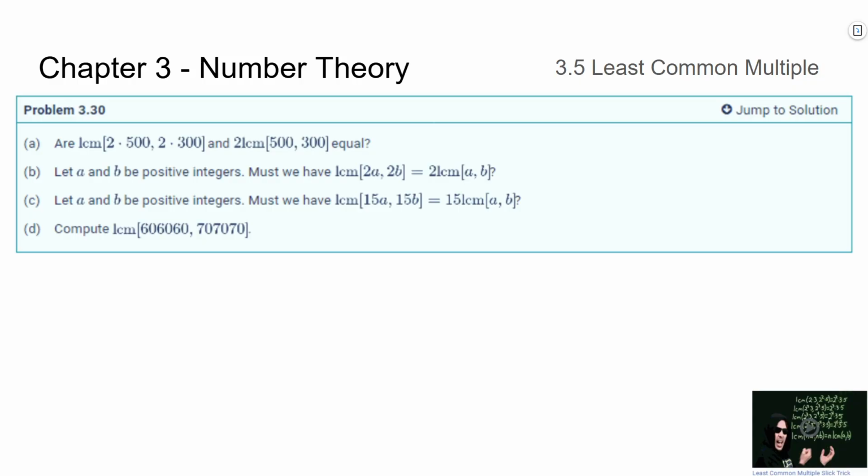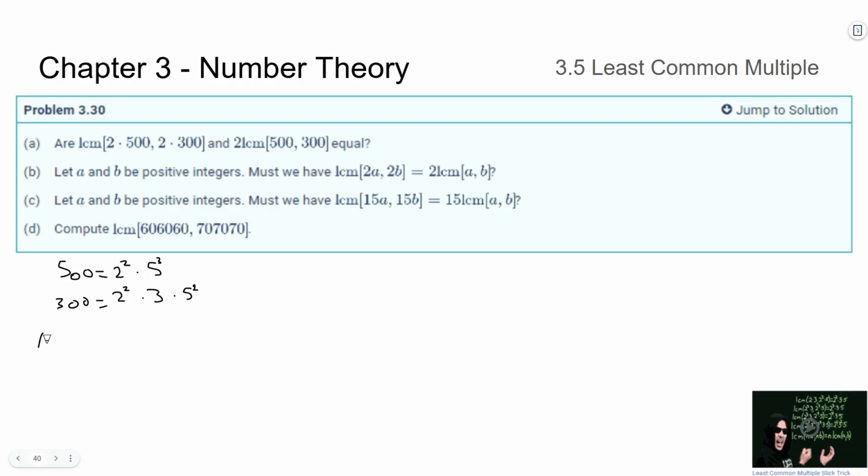Okay, so are the least common multiples of 2 times 500 and 2 times 300 and 2 times the least common multiple of 500 and 300 equal? Okay, so let's find out. First, let's go ahead and get the least common multiple of 500 and 300. So the prime factorization for 500 would be 2 squared times 5 cubed. And for 300, it would be 2 squared times 3 times 5 squared.